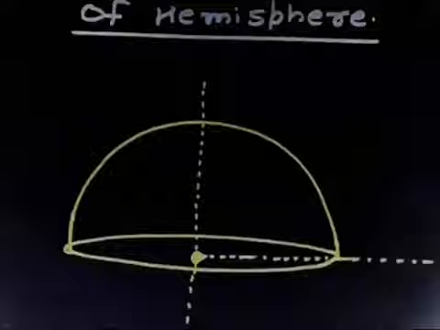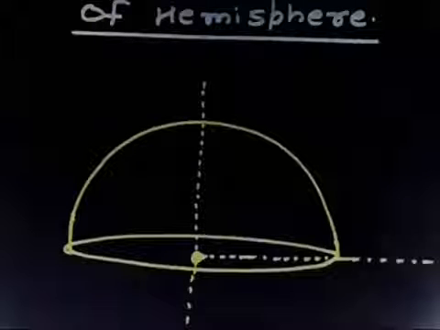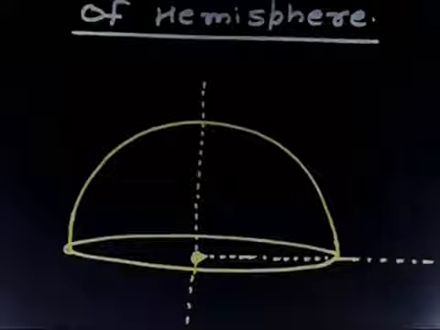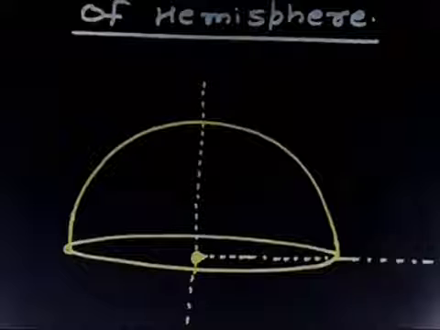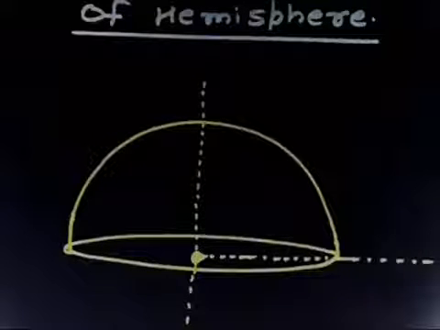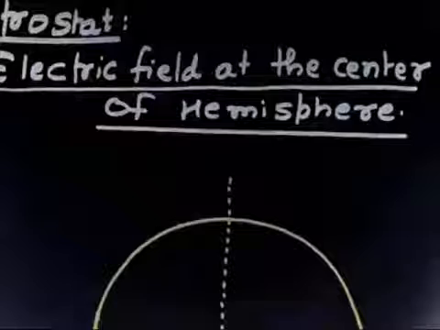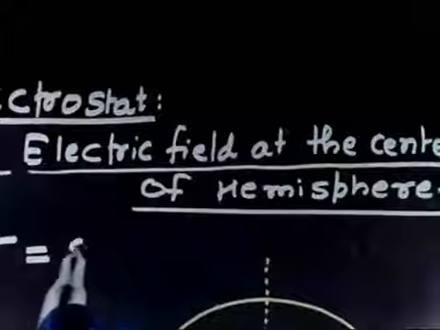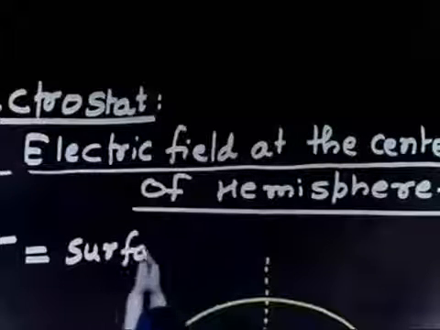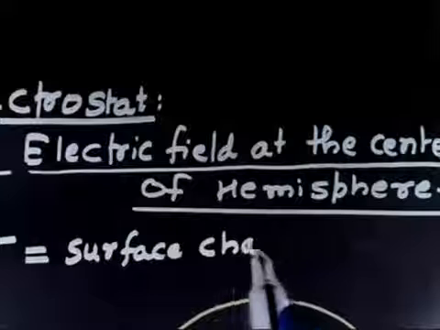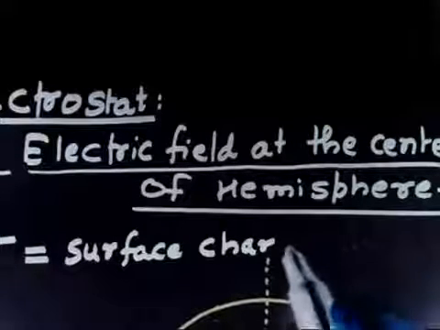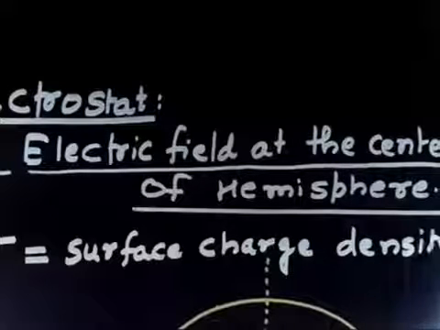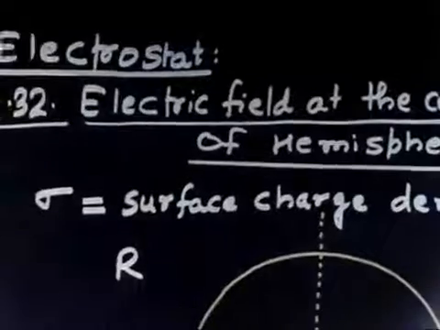Now this is quite an easy problem. It says find the electric field strength at the center of a hemisphere of radius r, uniformly charged with surface charge density sigma. So sigma is the surface charge density, which is given to you. And let us say r is the radius of this hemisphere, which is also given.